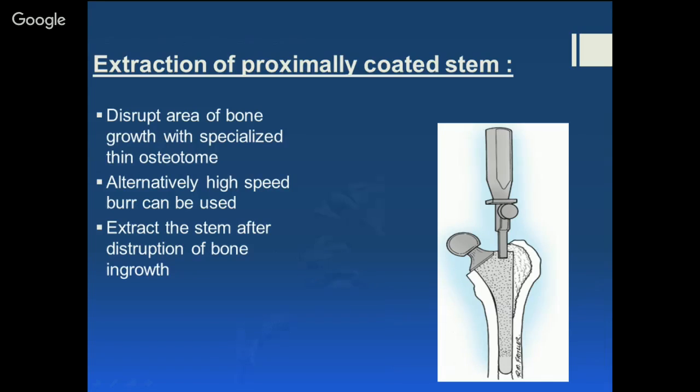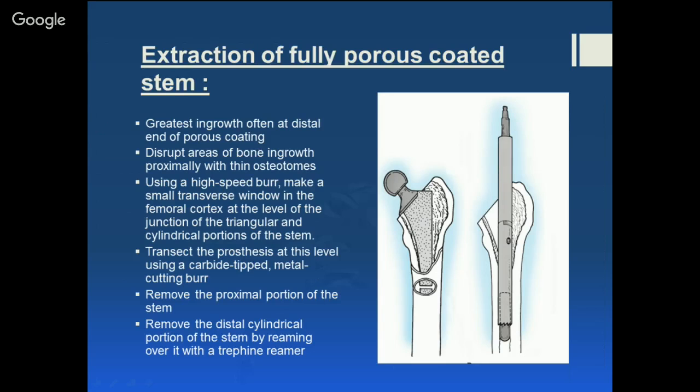Now, how do we remove a proximally coated stem? With proximal coating, we disrupt the area of bone growth with a specialized thin osteotome. Alternatively, we can use a high-speed bur and extract the stem after the disruption of the bone ingrowth. Extraction of a fully porous coated stem is very difficult because the greatest ingrowth occurs in the distal part.